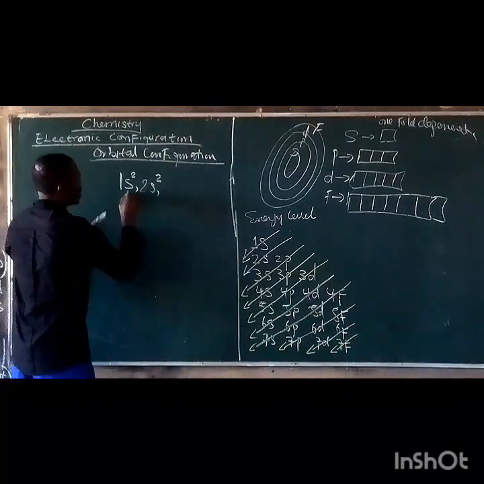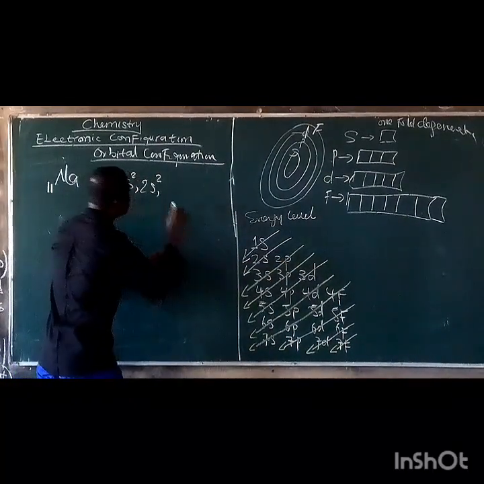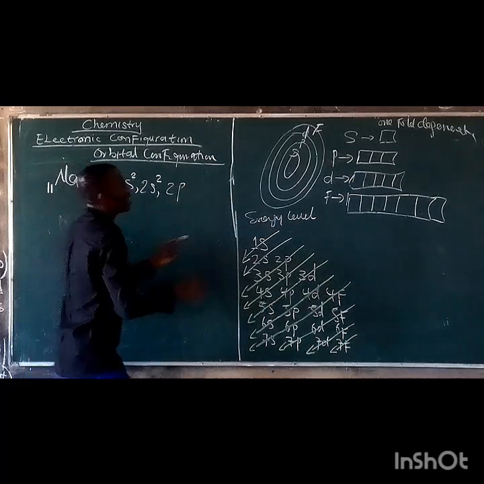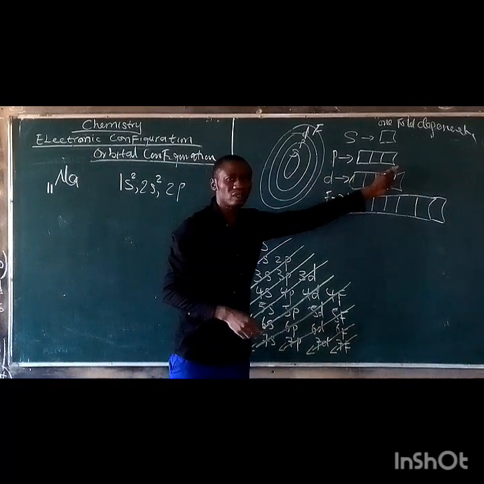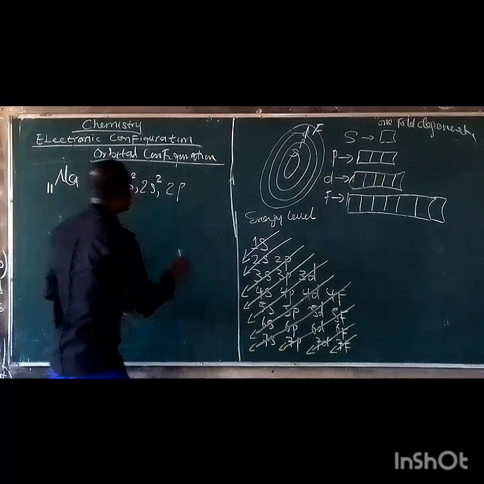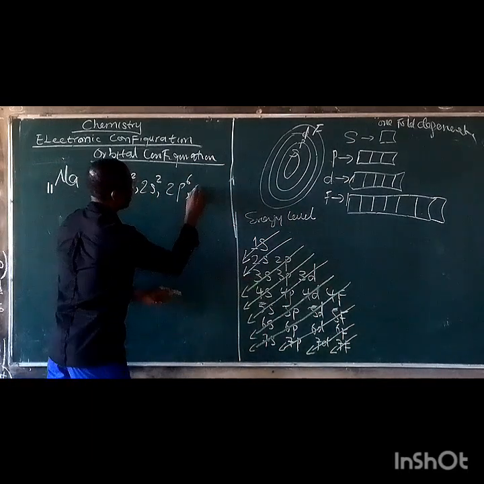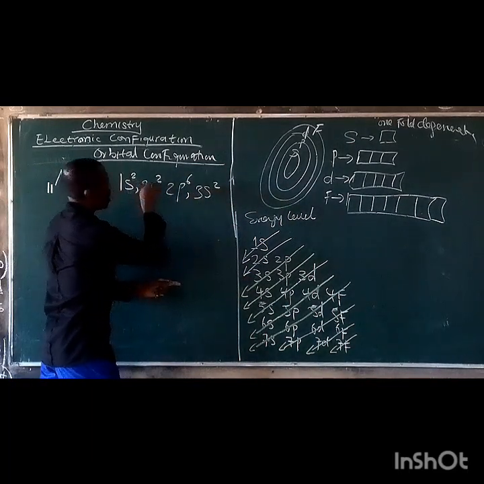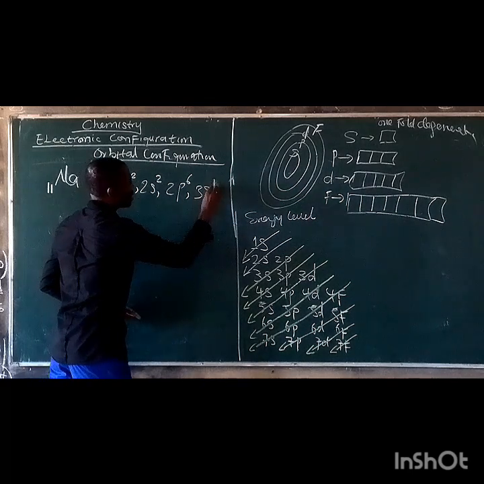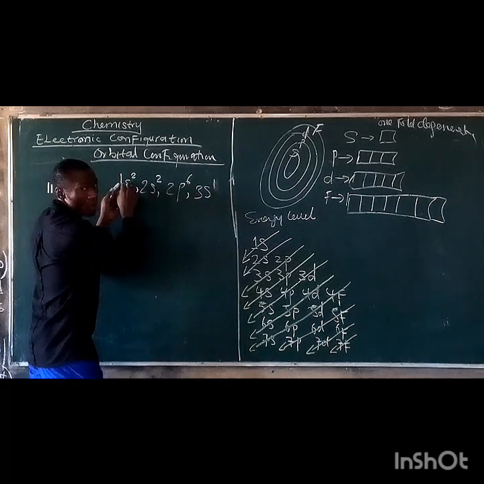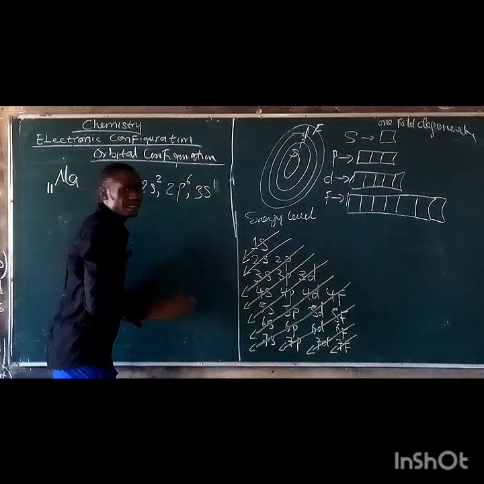Now we have 1s2, 2s2. The next thing is 2p. So we have 2p. Now p has 3-fold degenerate orbitals, which means 6 electrons will be there. So it is 2p6. And then the next thing is 3s. So 3s2? Remember, it's not 2 now, it's 3s1, because 6 plus 4 is 10, plus 1 is 11.